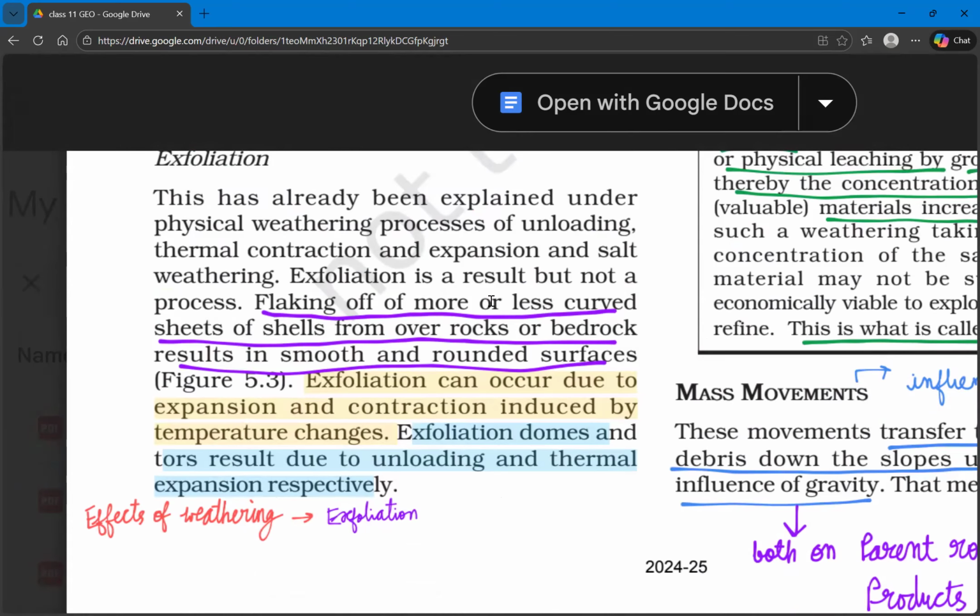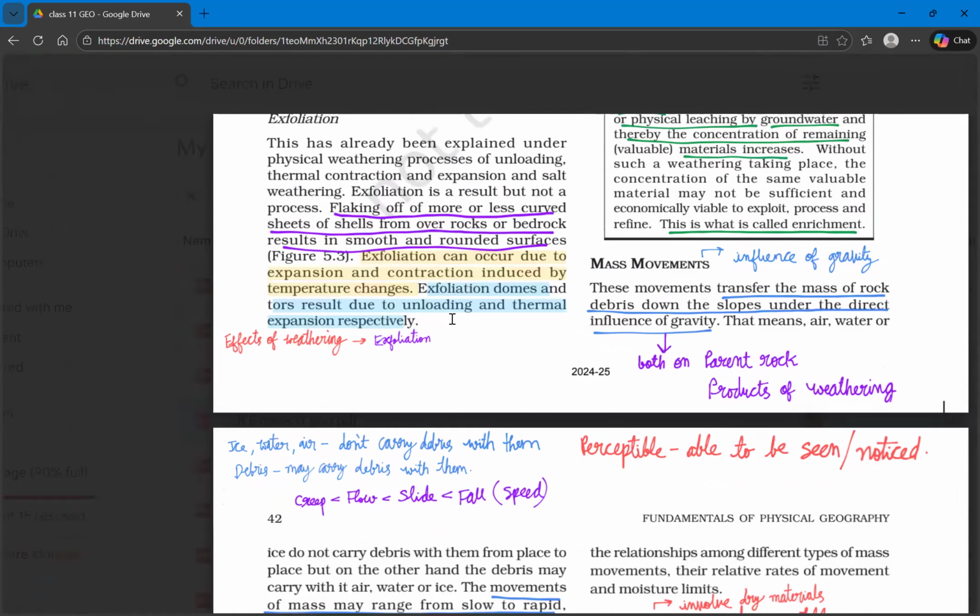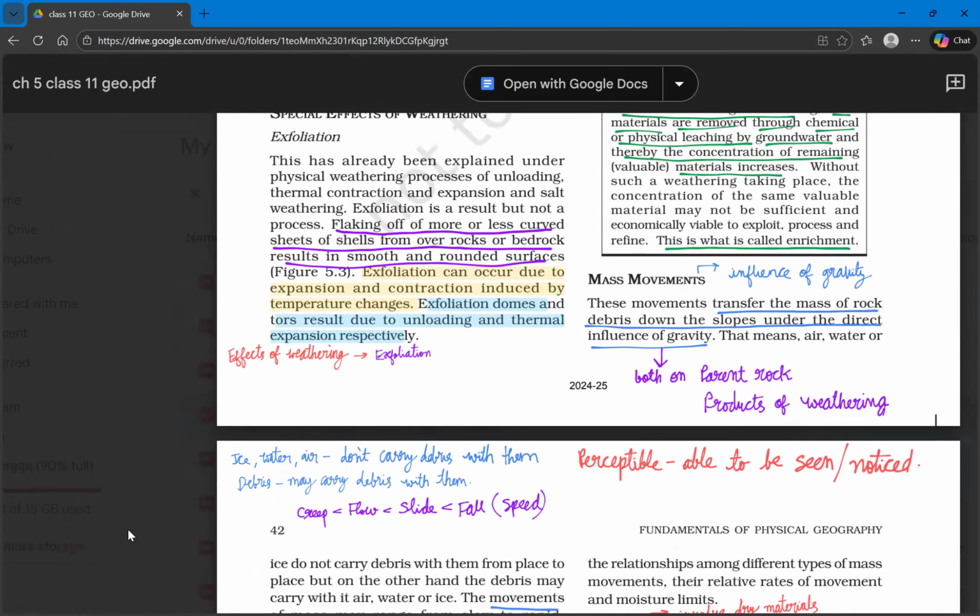of more or less curved sheets or shells from over rocks or bedrock result in smooth and rounded surfaces. So what happens? If it is a rock, due to the weathering, the outer layer gets removed from the inner layer of the rocks, and the rock will have a smooth inner layer surface that will be now exposed to the environment. The outer layer will be flaked off. This is called exfoliation.